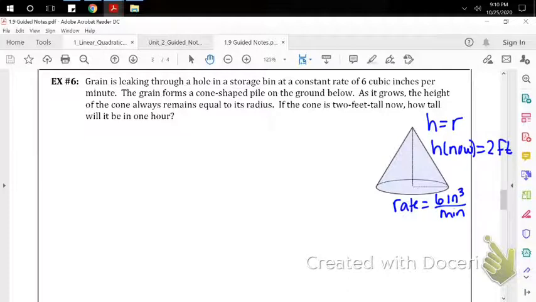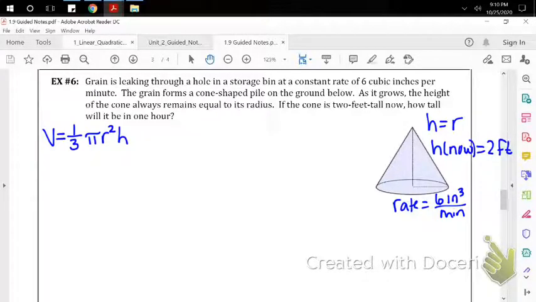Now, I see that my rate is in inches and my height is in feet. I have a feeling we're going to have to do conversion in a few minutes here. How tall will it be in 1 hour? Well, when I see that inches cubed, I'm also thinking volume, because I know that's in cubic units. So the volume of that cone shape there is V equals 1/3 pi r squared h.